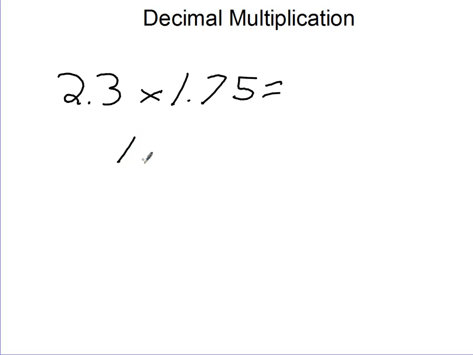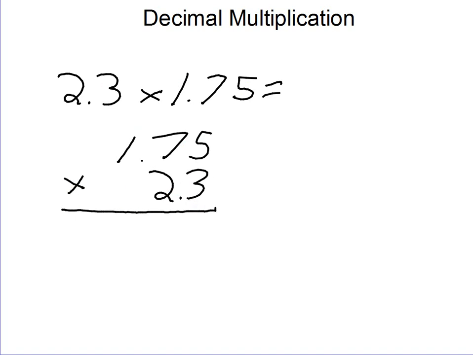Let's use numbers that are not decimals. Let's go with 2.3 times 1.75. Alright, if you remember the trick of what I taught you earlier in a different video, I'm going to put this number on top because it has the most numbers. 1.75, and I'm going to put this number on the bottom, 2.3. Multiply. Now let's do this.